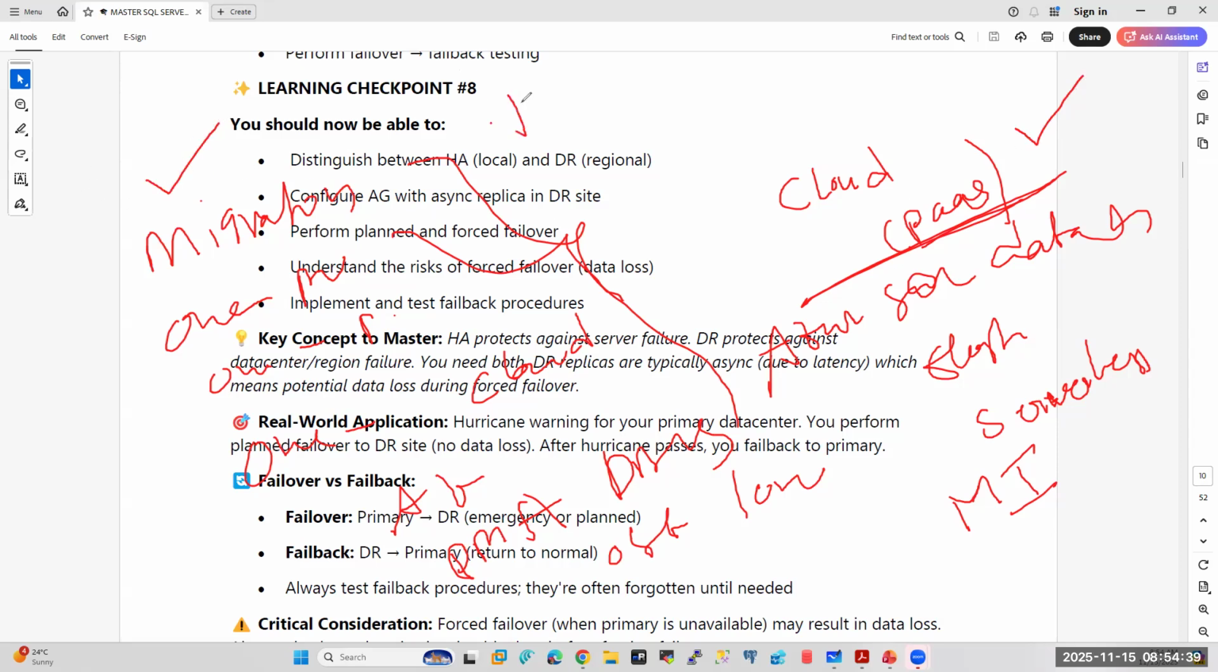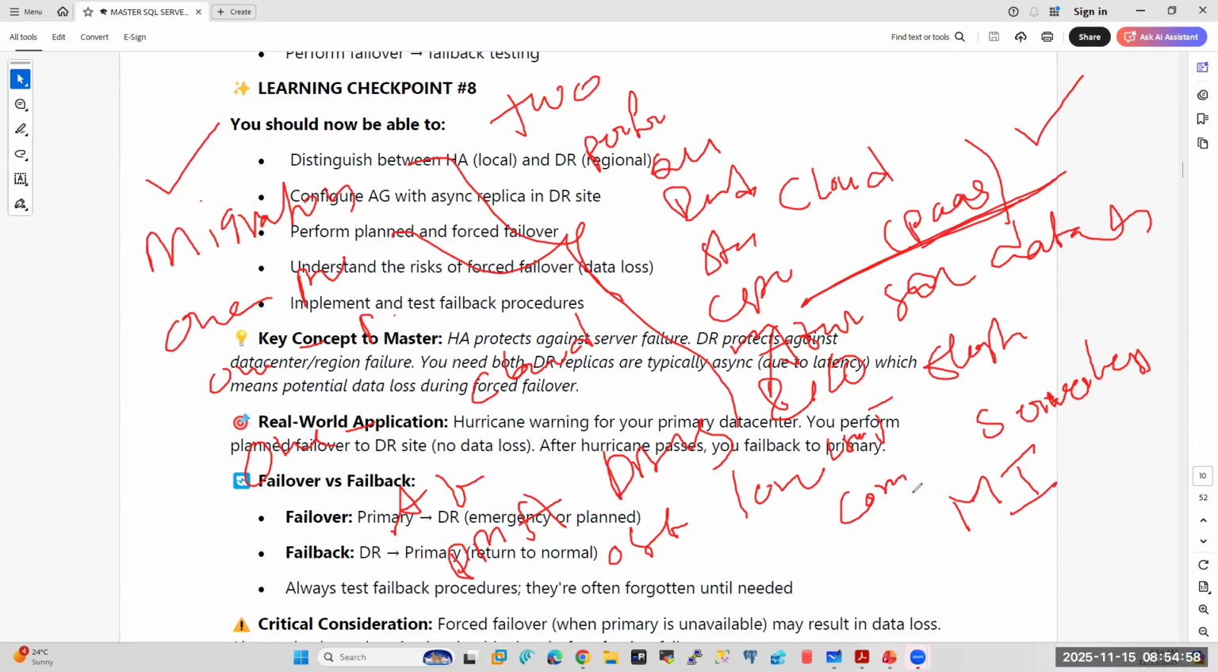Then two weeks we'll spend on performance tuning. Here we will discuss everything in terms of queries, indexes, statistics, CPU, memory, IO, the 18456 error, and corruptions.